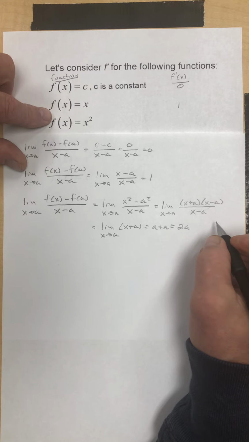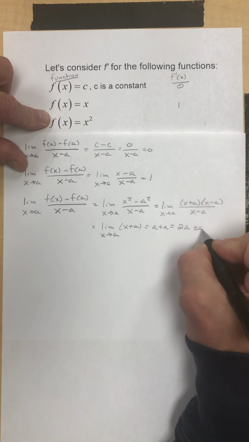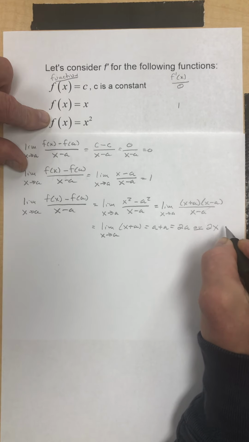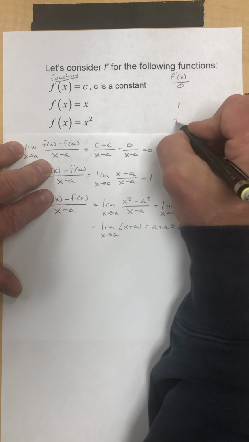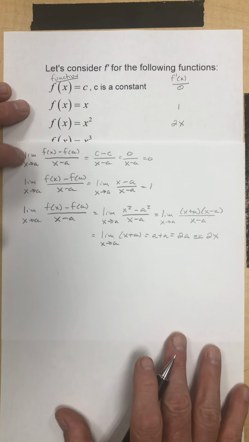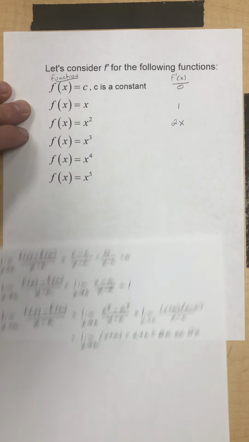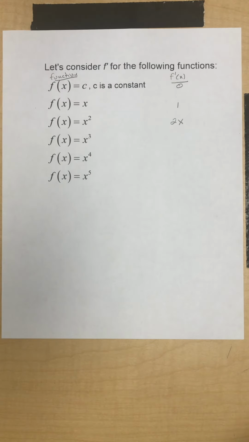Now we're writing our derivatives in terms of x, so I could write that as 2x. So my derivative here is 2x. All right, let's go down to f of x equals x cubed, and I might need a little bit more room. Okay, so let's see what's going on here.